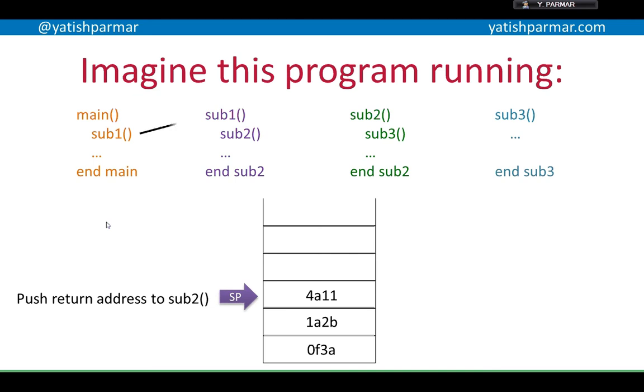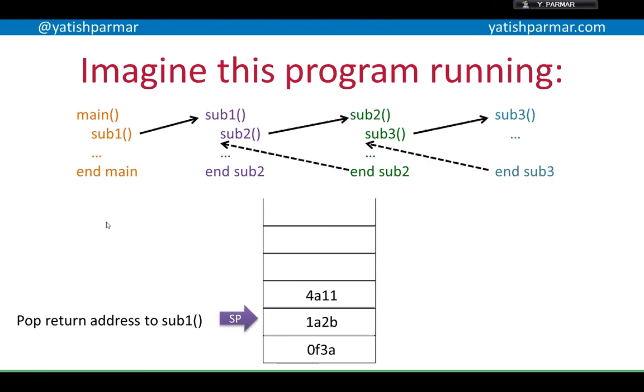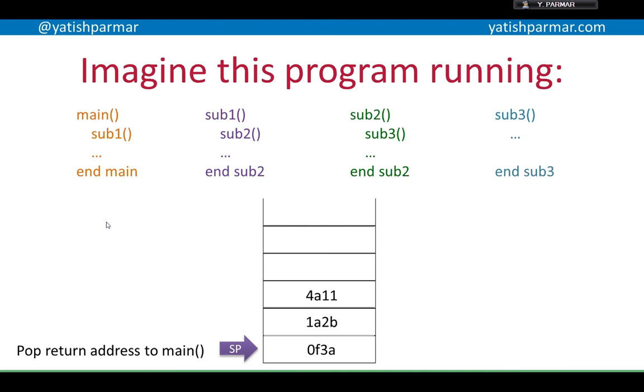Then when sub3 is called, it will push the return address to sub2 onto the stack. And then when we're going backwards again, when sub3 finishes executing, it needs to return control to sub2. So the return address is popped, and each time you're popping the return address to where you came from, and as you know, every time you pop something, the stack pointer gets shifted down.